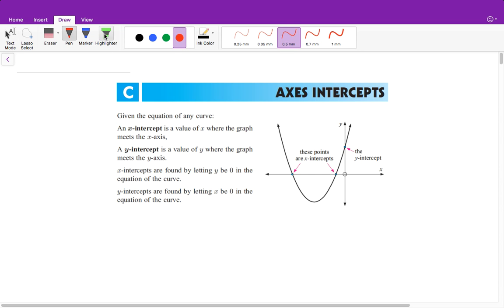All right, so we're now moving on to section C in our chapter 17. What we're going to talk about here is our axes, so our x and y axes and our intercepts. So we're going to focus on our x-intercept and our y-intercept.